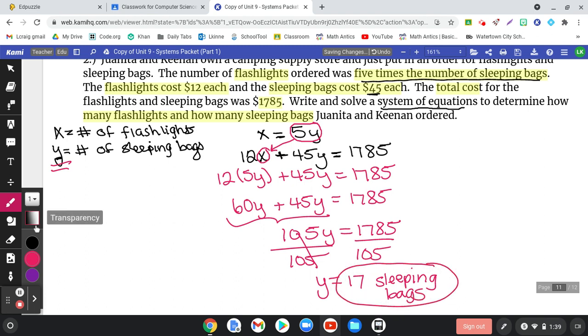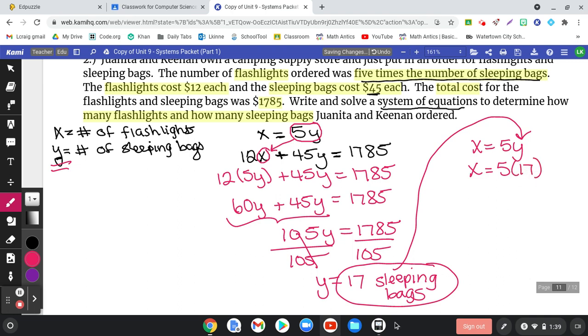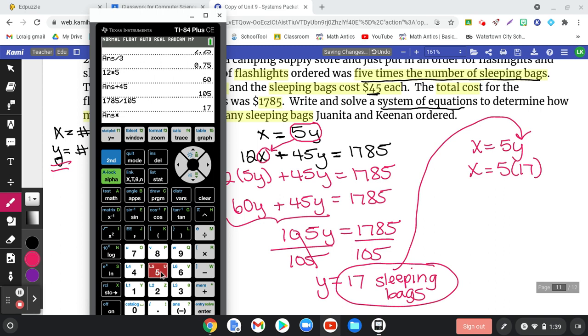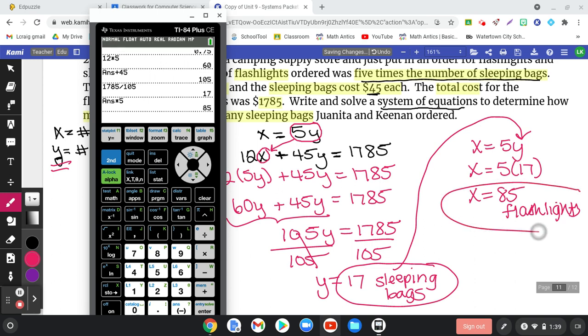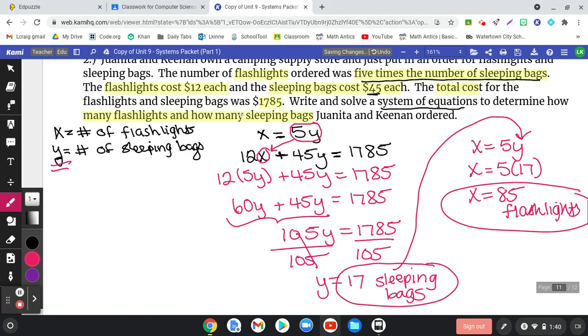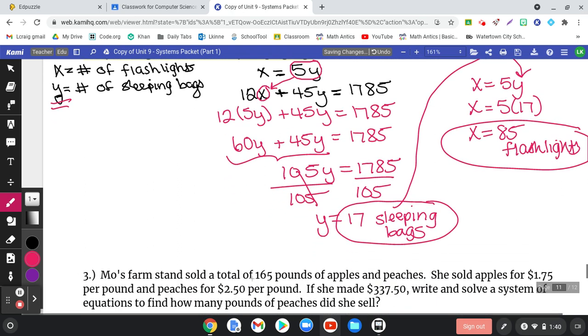Okay, now let's go back up. If we want to figure out how many flashlights, you can plug 17 into either equation, but I'm going to go with the top one. Look how much easier that looks. X equals 5 times y. Well, you just found y was 17. So the number of flashlights is going to be 5 times 17. Throw it into your calculator. 85. So there's 85 flashlights. Again, it would take a really long time to guess that, but you can see where substitution would be easy for that.